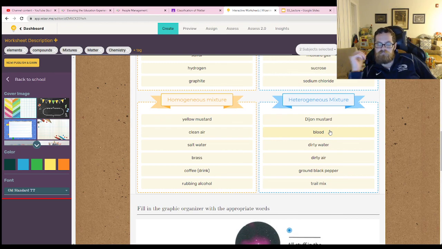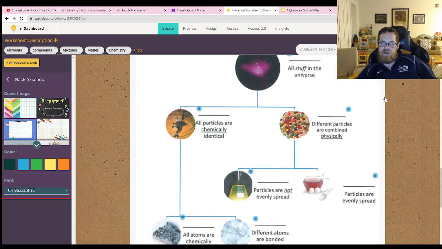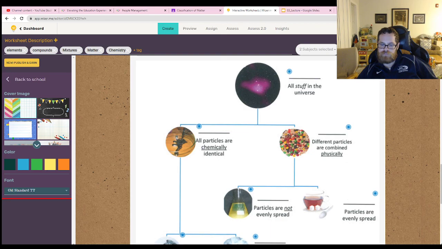Dirty air. You can filter out the smog, the dirt, the pollution. Ground black pepper, right? You can look and see different colored specks in pepper. And trail mix, I mean, that one's pretty obvious. It's literally a mix of various things that you can see all together. So that's heterogeneous mixture. And this is just a rehash of the chart I have in your slides.